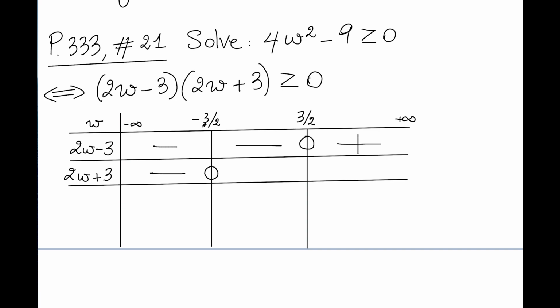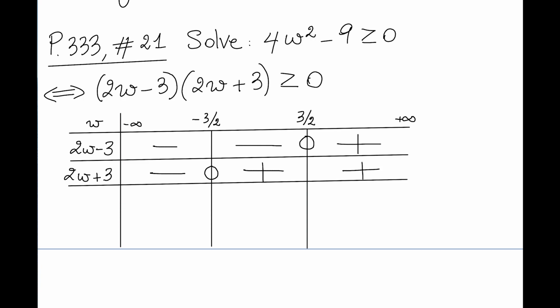And for w bigger than minus 3 over 2, let's say w equals 0, plug it in here. 2 times 0 is going to be 0, plus 3 is going to be 3. So the sign for the entity 2w plus 3 when w exceeds minus 3 over 2 is going to become a positive entity. So that's going to be denoted by plus and plus here.